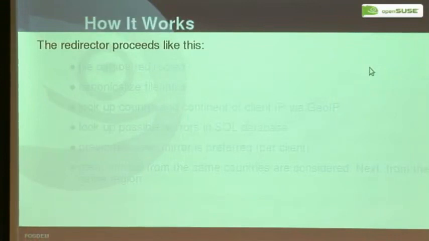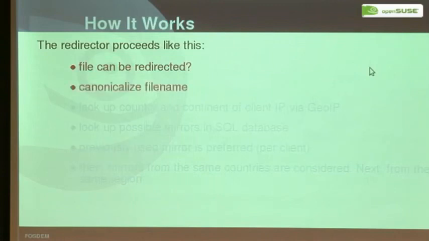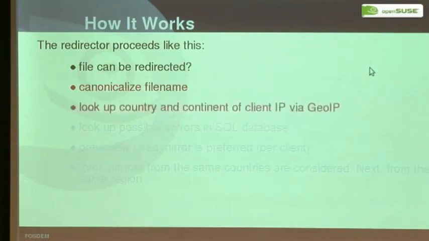So how does it work? I'll give you some steps through here. The redirector first looks at whether the file can or should be redirected at all. Then it cleans up the file name, because usually there are lots of symlinks in the trees, so you would end up with lots of double files in the database. So we can utilize the file name and just ignore symlinks.